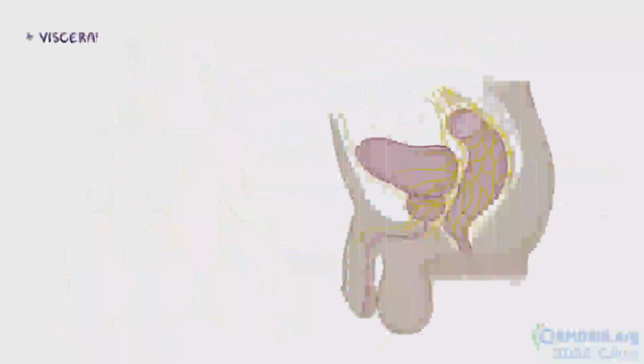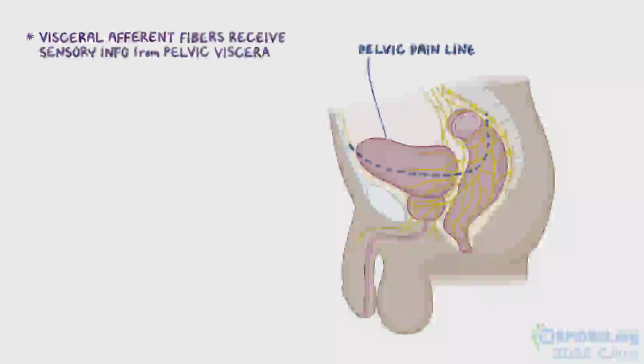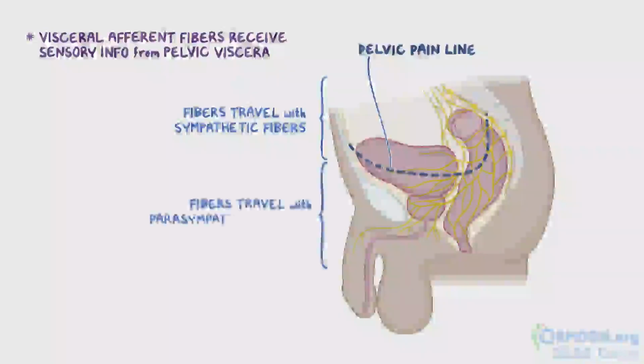There are also visceral afferent fibers, which receive sensory information from the pelvic viscera. Above the pelvic pain line, these fibers travel with sympathetic fibers, and below the pelvic pain line, they travel with the parasympathetic fibers.